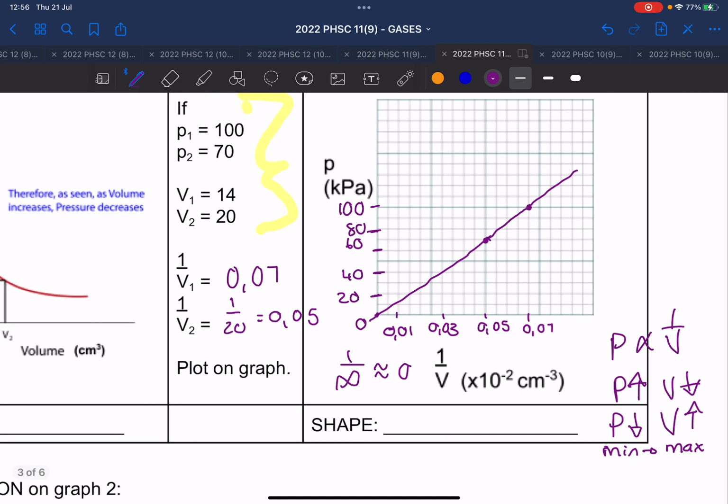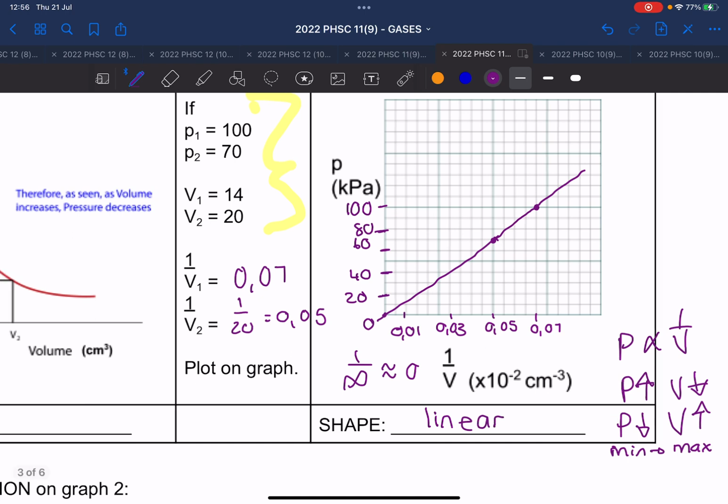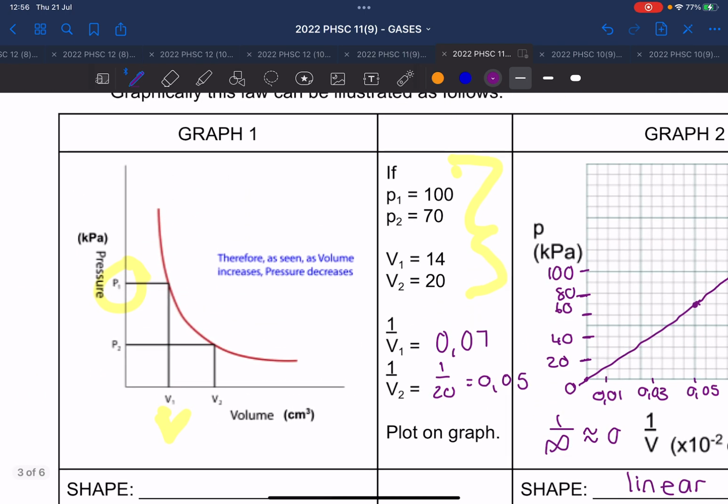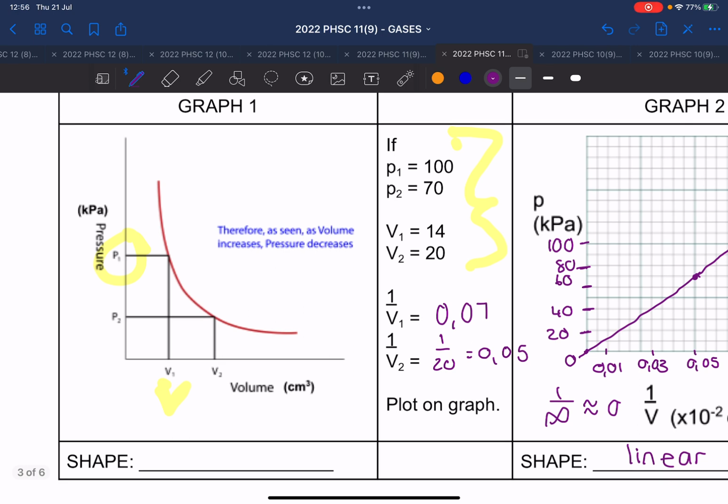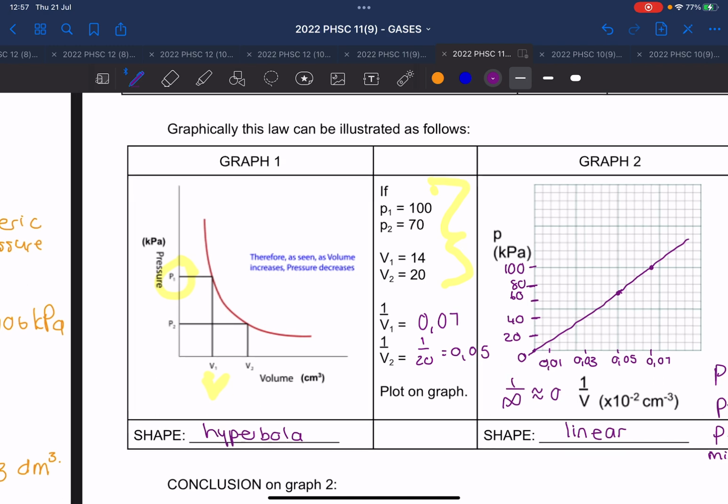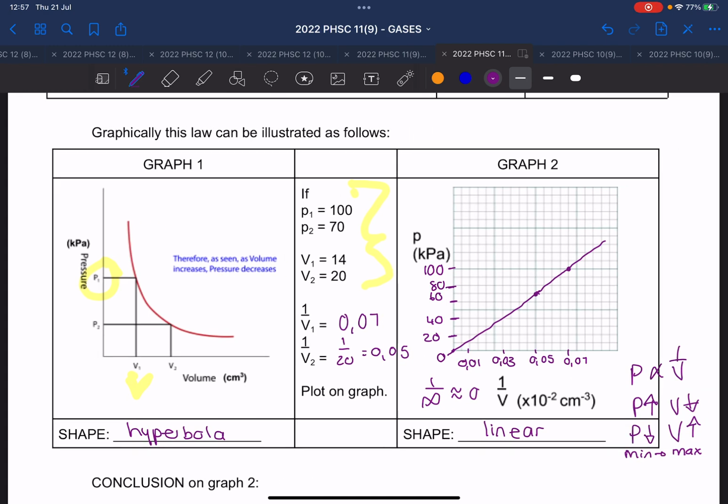So what's the shape of this graph? Yes, straight line or linear. What's the shape of the first graph? It does curve, yes. It's a hyperbola. So how would you know if it should be hyperbola or linear? So this one, what do you mean?